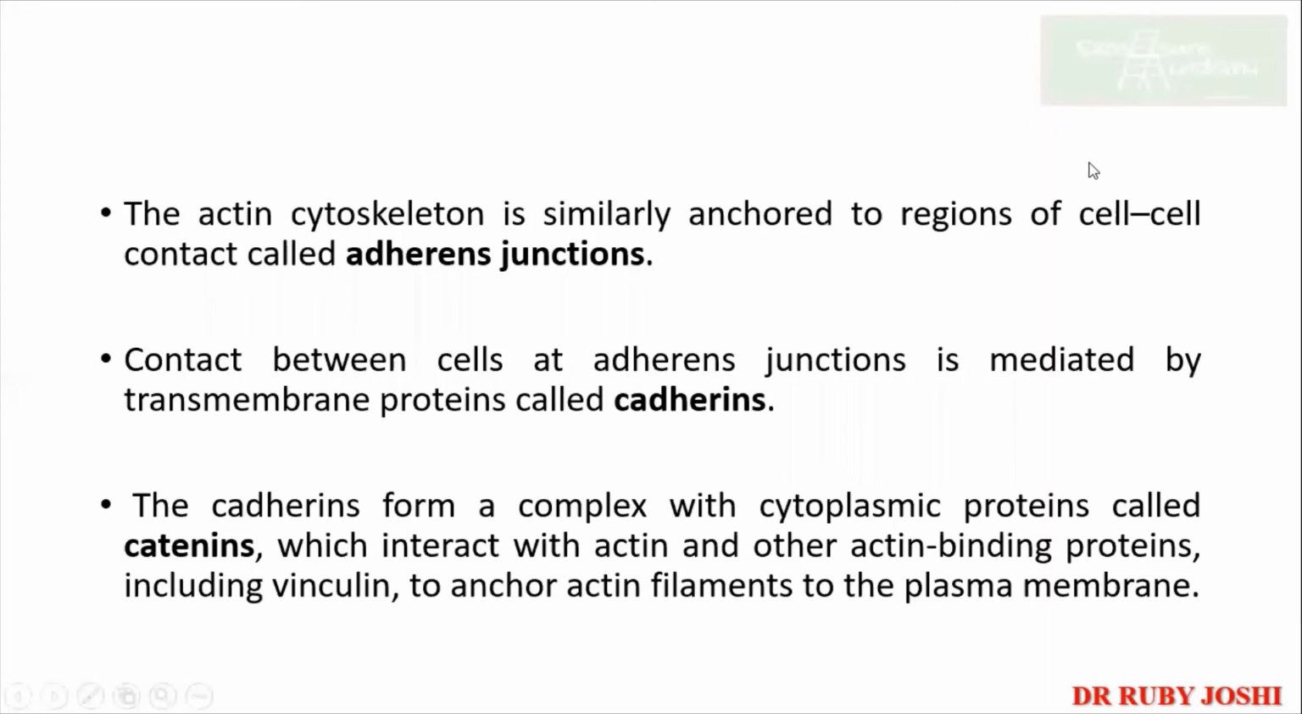So the actin cytoskeleton is similarly anchored to the regions of the cell-cell contact called adherent junctions. And these adherent junctions are mediated by another transmembrane proteins called cadherins. Cadherins form a complex with the cytoplasmic proteins called catenins, which again will interact with the actin and the other actin binding proteins like vinculin, talin, which is anchoring the actin filaments to the plasma membrane. So अभी हमने क्या देखा? Already talin, vinculin, integrins, all these proteins are in connections.